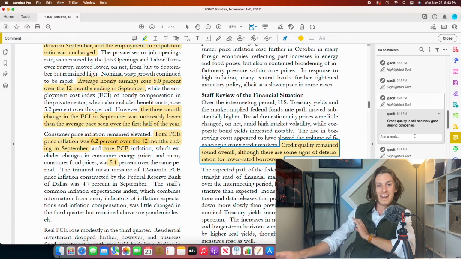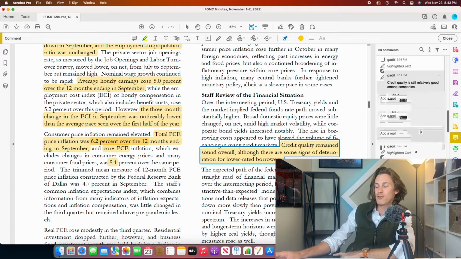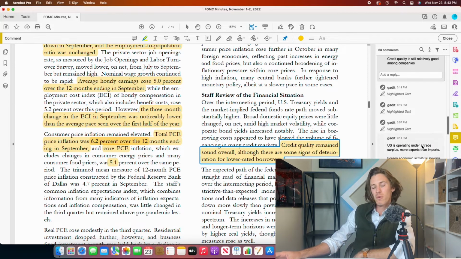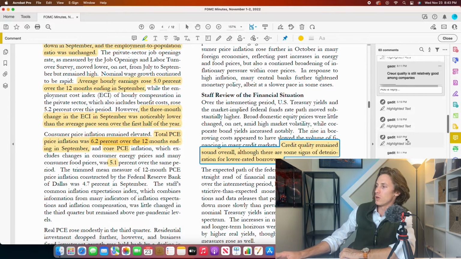Credit quality in everything is still relatively good among companies, which is good news, especially after the whole FTX thing, where we realized there was a lot of junk behind that. So I'm kind of happy to see that credit is still pretty good.